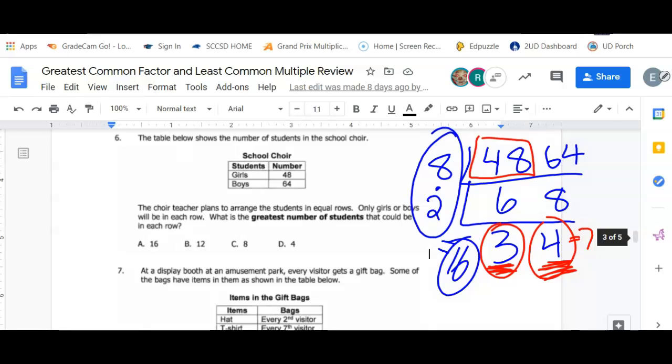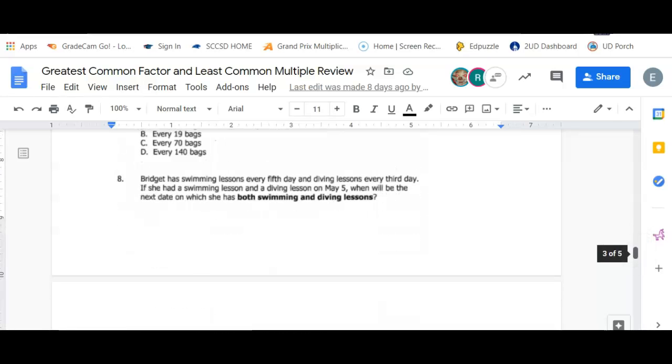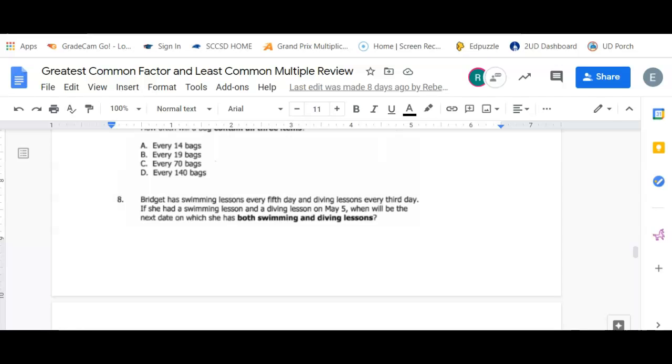Good with that? One last one, real quick. Question number 8. Go ahead and solve question 8. All right, Bridget has swimming lessons every 5th day and diving lessons every 3rd day. And she had a swimming lesson and diving lesson on May 5th. When will be the next time she has both swimming and diving lessons?